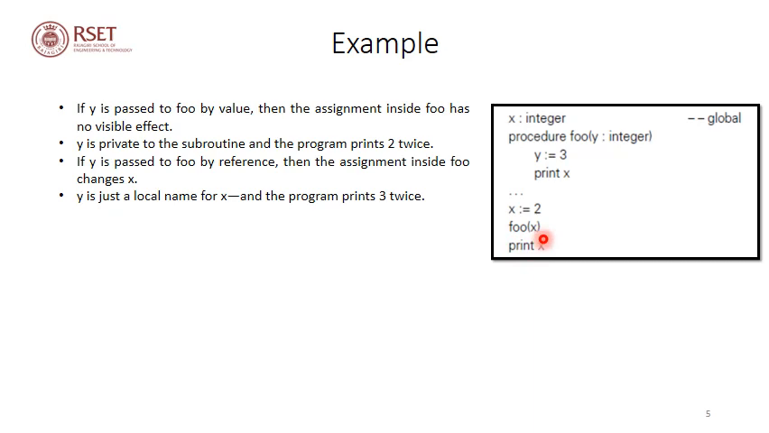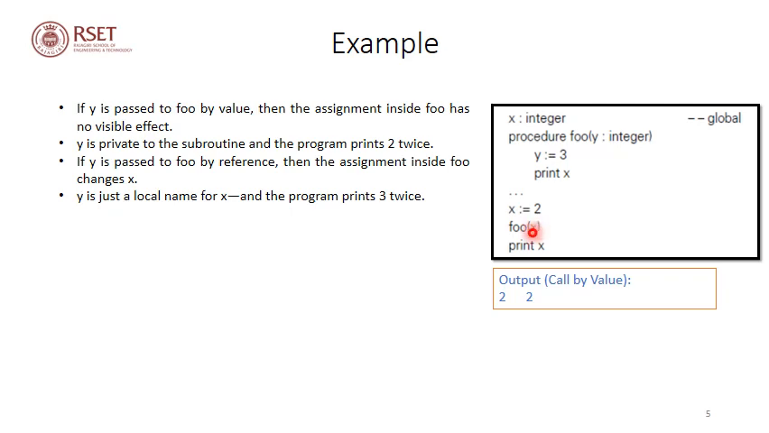So x value will be printed, x value is 2, and so in the case of call by value, the program prints 2 twice. So this will be the output in the case of call by value, 2, 2. Now suppose the function follows call by reference.